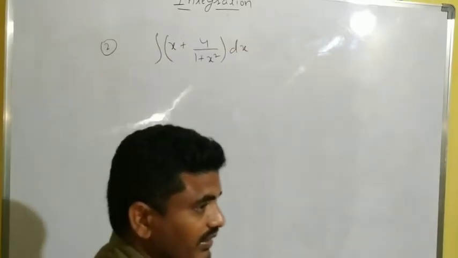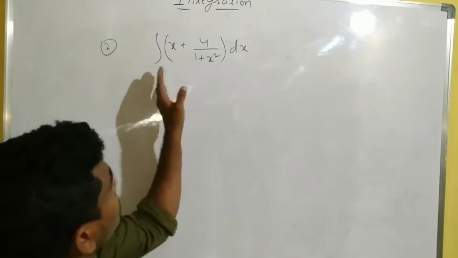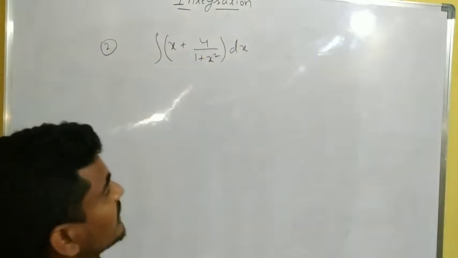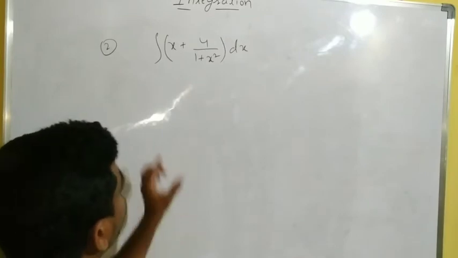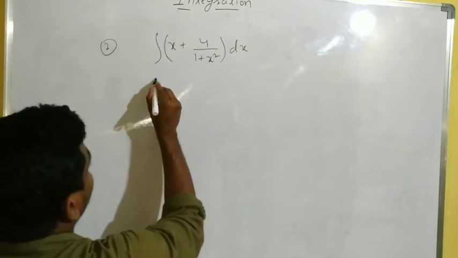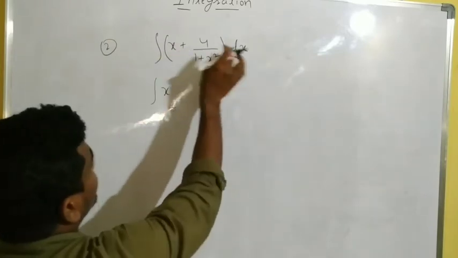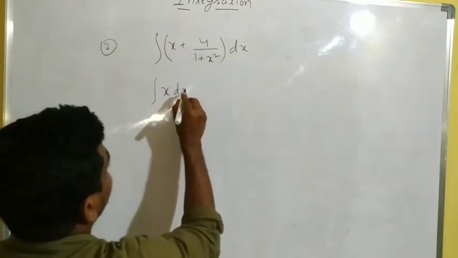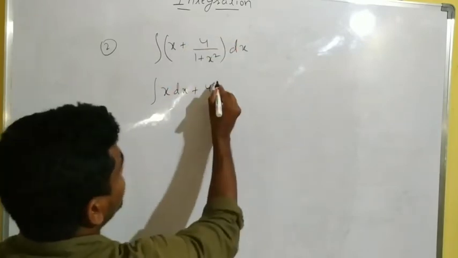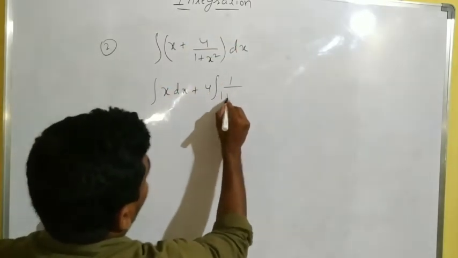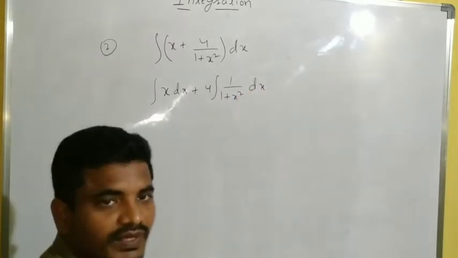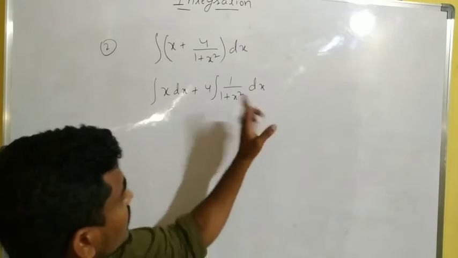Okay, next question I'm taking here, the second one. Integration of x plus 4 by 1 plus x square dx is given. Okay, let's see how to solve. Here two terms are there. I'm taking individually here. First term x dx, plus this 4 is a constant, I'm taking to the left side of the integration sign, 1 by 1 plus x square dx.